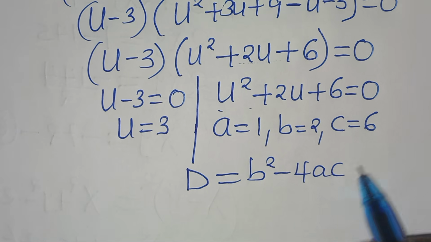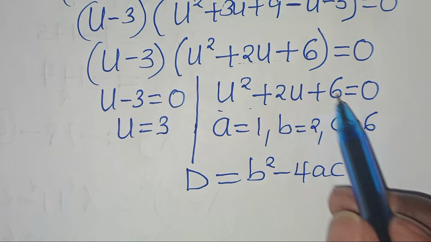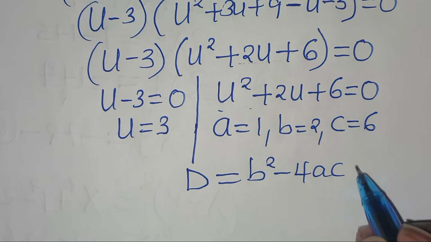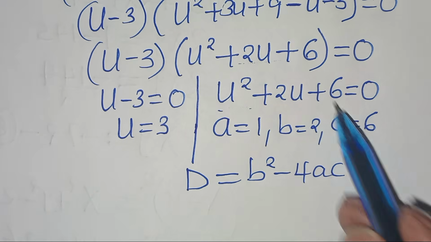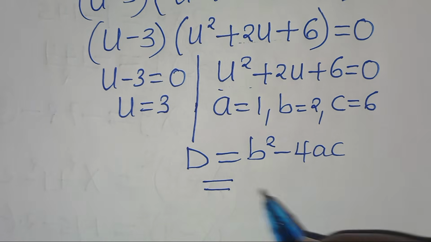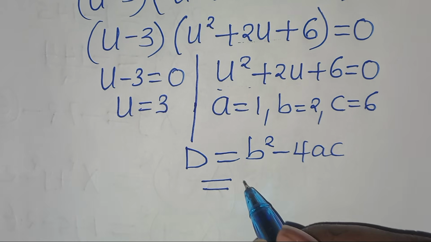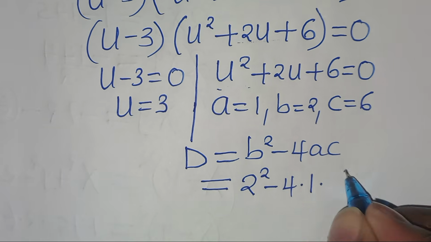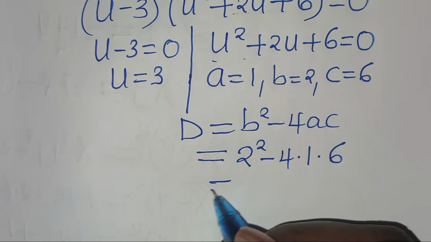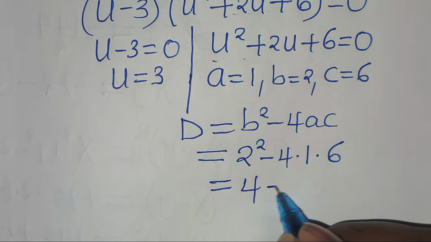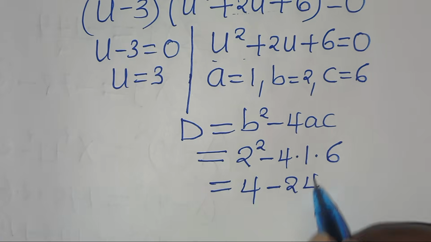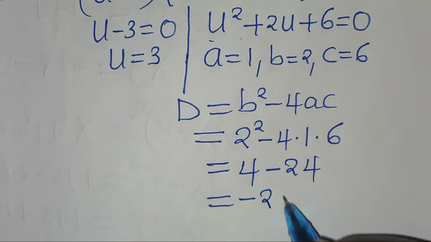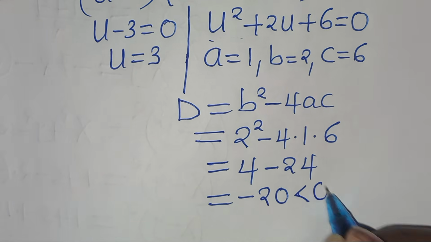If the discriminant value is less than 0, this means that we have complex roots from this quadratic equation. If the discriminant value is greater than 0, then we have real roots. Now let's substitute a, b, and c in this formula here. So we have 2 to the power of 2 minus 4 times a, which is 1, then times c, which is 6. So this is to mean that we have 2 squared, this is 4, subtract 4 times 6, which is 24. So 4 minus 24, this is equal to negative 20, which is less than 0.